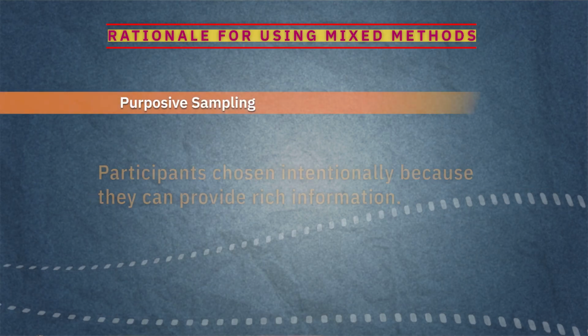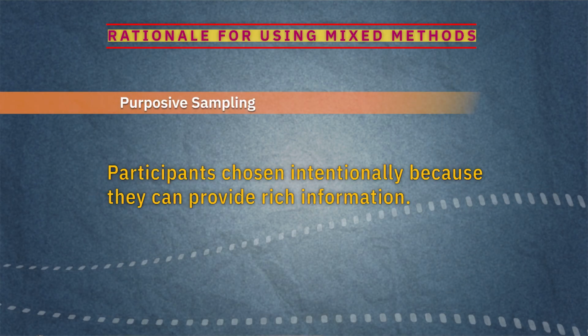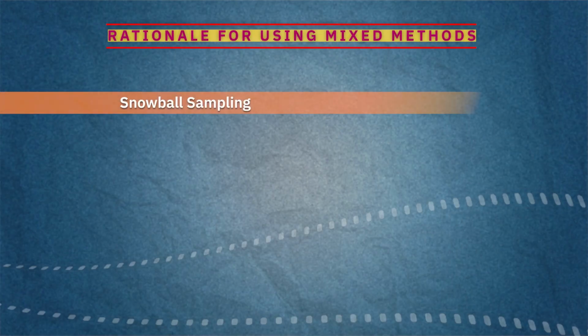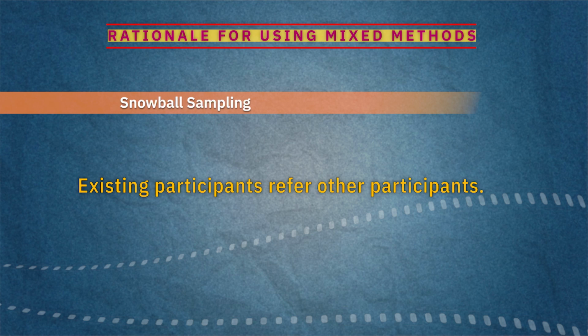It could be purposive sampling, where participants are chosen intentionally because they can provide rich information. For example, interviewing students who are actively participating in the project. Then there is convenience sampling, where participants are selected based upon their availability. For example, interviewing students who are readily available in the classroom. The third is snowball sampling, where existing participants refer other participants, because another student might have faced similar challenges.